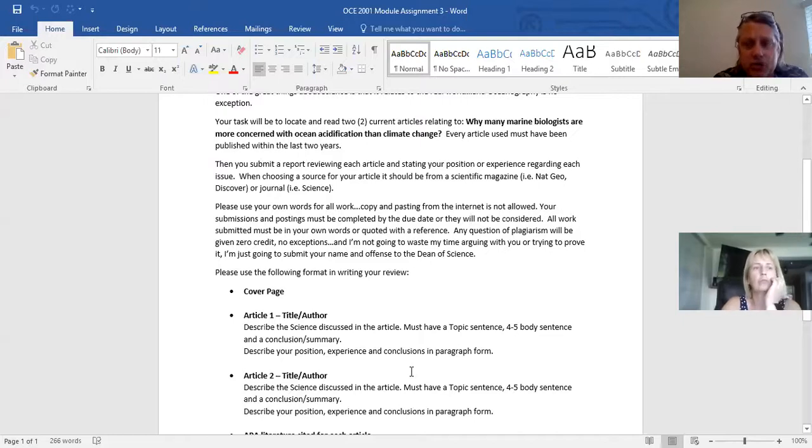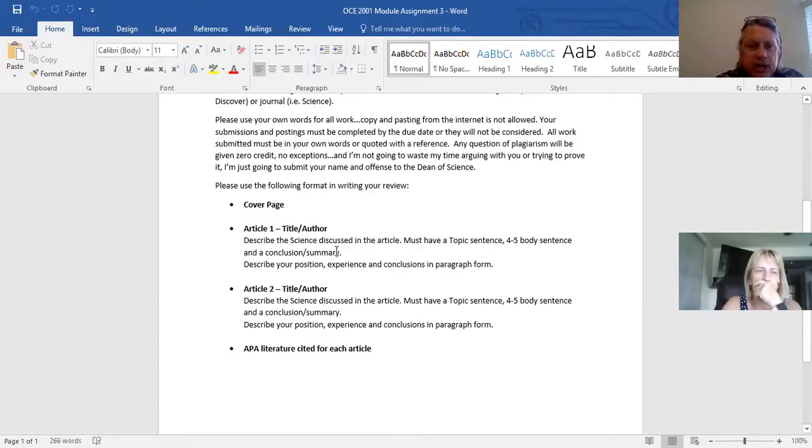It can be anything. It just needs to be personal. So cover article 1, the science behind it, and then what you learned or your position or experience. Article 2, the science behind it and your take. And then 2 articles APA cited on the last page.